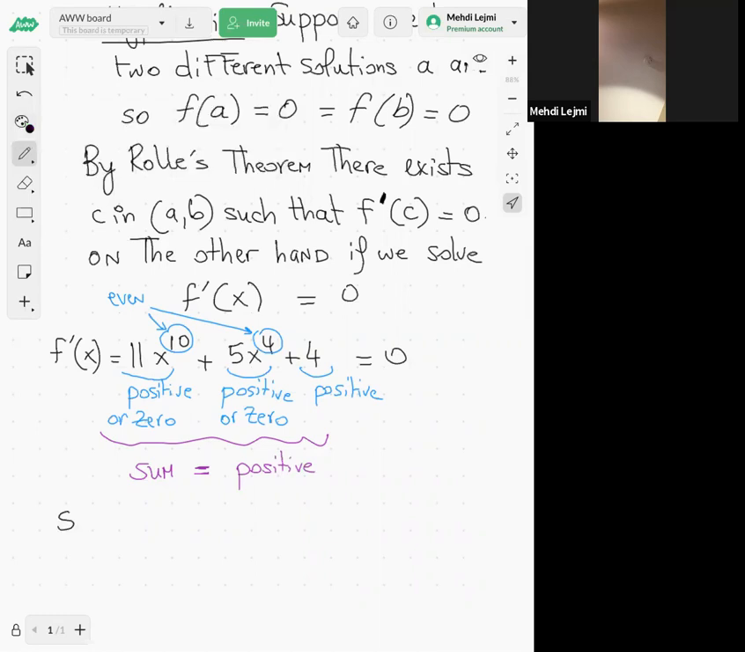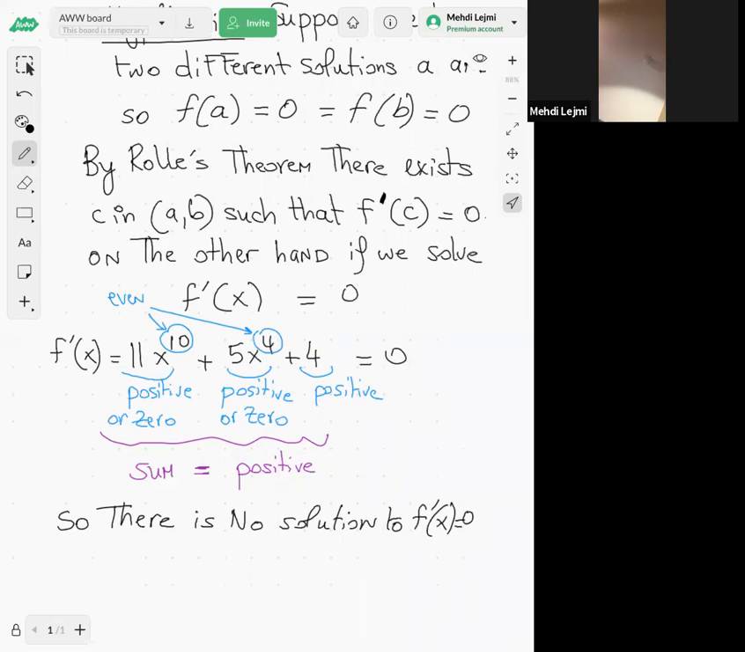So there is no solution. It cannot be zero, right? Because it's positive, there is no solution to f prime of x equal to zero, right? So if you take a look at the derivative equal to zero, it turns out that there is no solution to the derivative equal to zero, right?